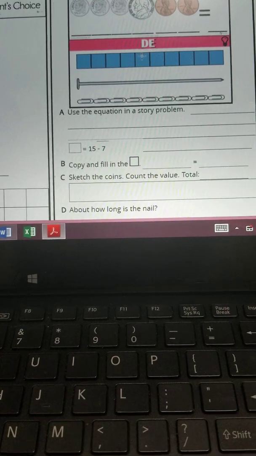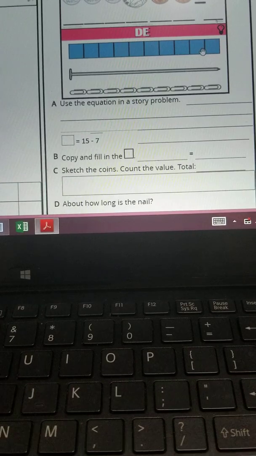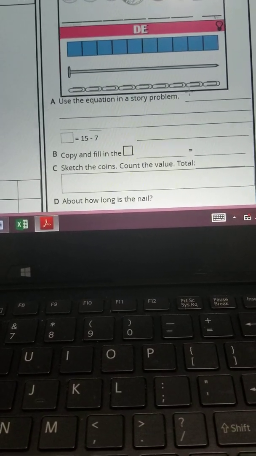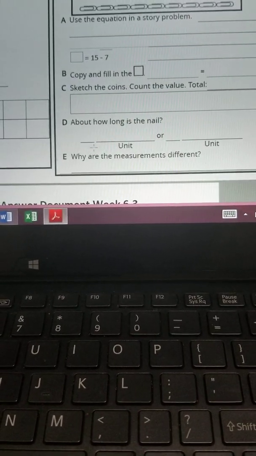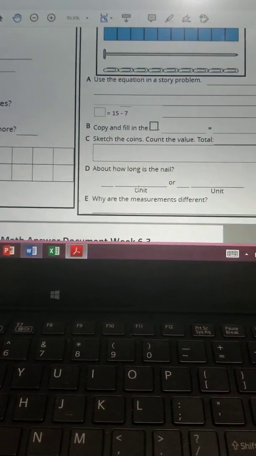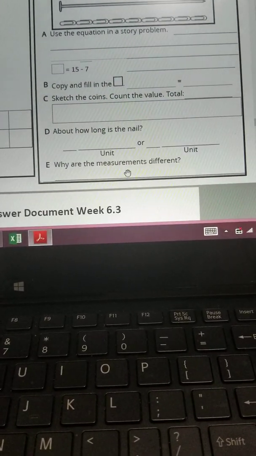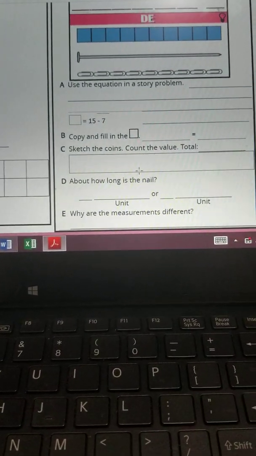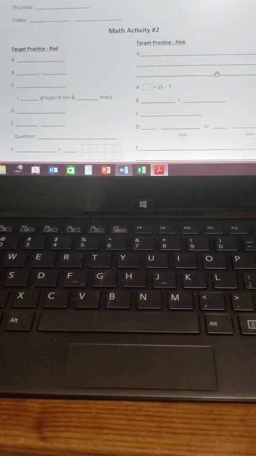And then you have D and E, which is the same thing you've been practicing. You're measuring this object with cubes or squares and paper clips. How long is the nail? Blank. And then right here, you write down what unit you used. So how many paper clips or how many squares? And why is the measurement different? Everybody's been answering that question on your past sheet, so it's the same one. And again, you can use your answer sheet that you print out or just a regular sheet of paper. That is perfectly fine with me, either way.